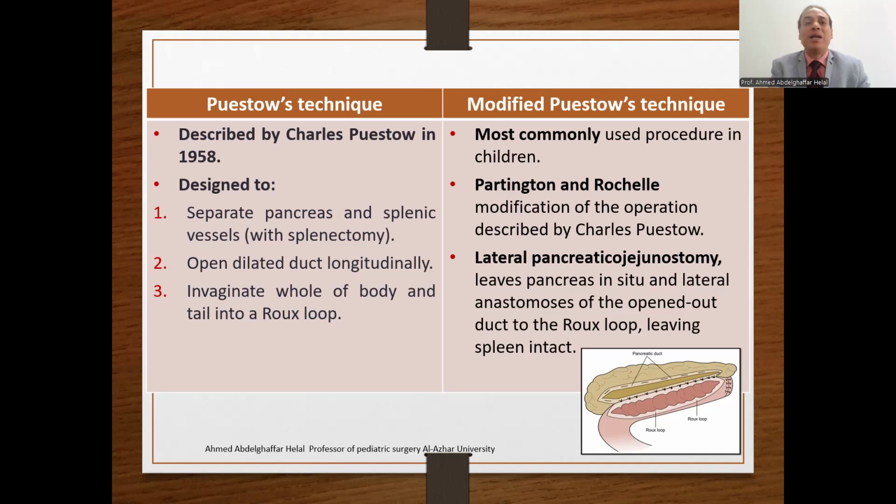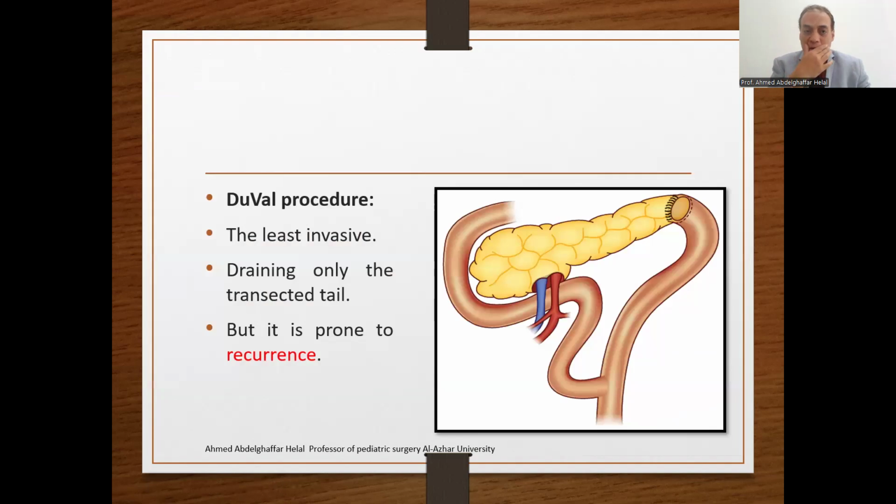Lateral pancreatico-jejunostomy leaves the pancreas in situ, just opening the pancreatic duct longitudinally and bringing the limb of the jejunum and anastomosing the limb to this opened duct, as we see in the previous image and here. This is a way of what? Of a drainage procedure, a decompressive procedure, to give a way for the accumulated pancreatic secretions to reach the small bowel. Another procedure in the same category is the Duval procedure. This is the least invasive, draining only the tail of the pancreas with the Roux-en-Y. However, it's very prone to recurrence.